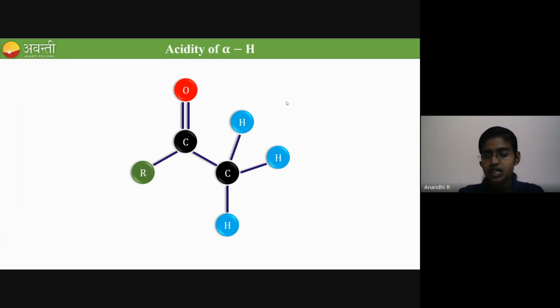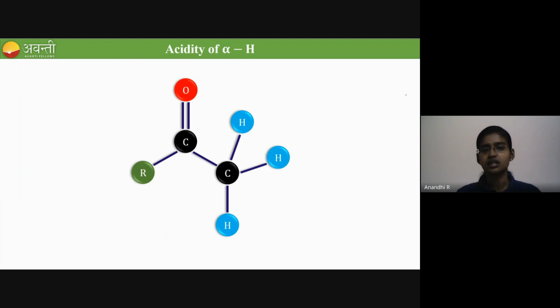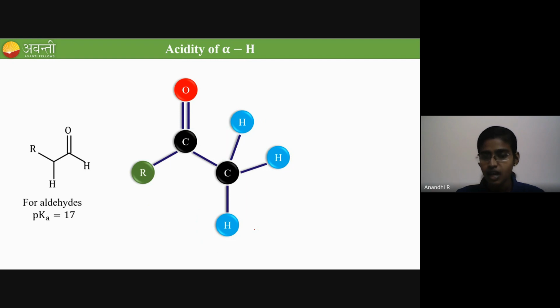This is the R-C=O-CH3 group, which is the ketone here, or if the R group is hydrogen, then it is called an aldehyde. See here, this is the carbonyl carbon, and the carbon next to the carbonyl carbon is called the alpha carbon. The hydrogens attached to those alpha carbons are called alpha hydrogens. This is one of the alpha hydrogens, and all three alpha hydrogens are acidic in nature.